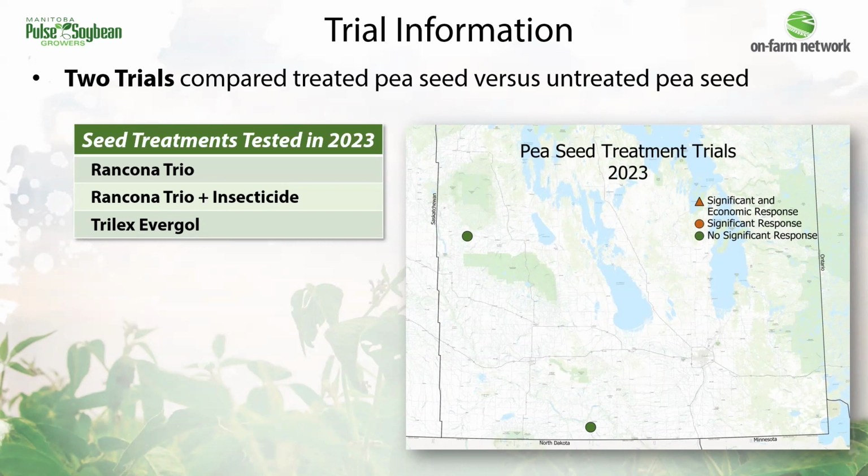And with that, now we will chat about results from the 2023 PC treatment trials. So in 2023, we had two trials that compared the use of treated seed versus untreated seed. As you can see here on the map, we had one in the north and another in the south central Manitoba. Seed treatments tested this year included Rancona Trio with imidacloprid insecticide, and Trilix Evergol.